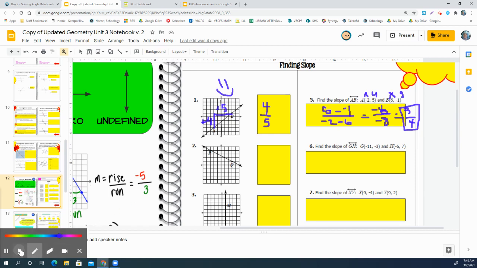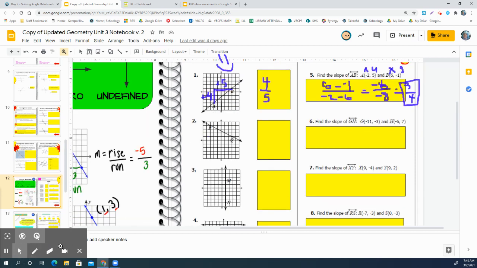Try the next one on your own. Let's all do it and see if we get the same answer. So when it's going right, think about the number line. Up is where the positive numbers live, and right is where the positive numbers live, and left is where the negatives live, and bottom is where the negatives live.